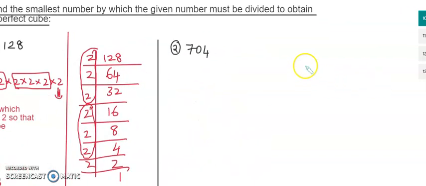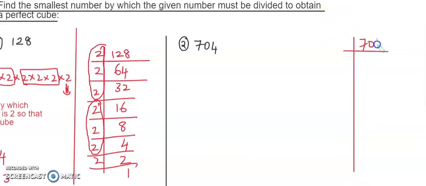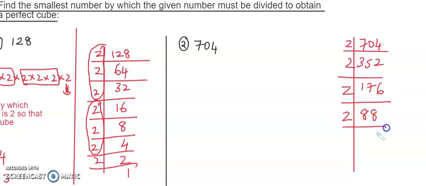Let's do the next one. 704. Let's do the prime factorization. So 704, I'll start with 2. So I'm going to get 352. Again 2. So it's going to be 176. Then 2, 88. Then 2, 44. Then 2, 22. Then 2, 11.